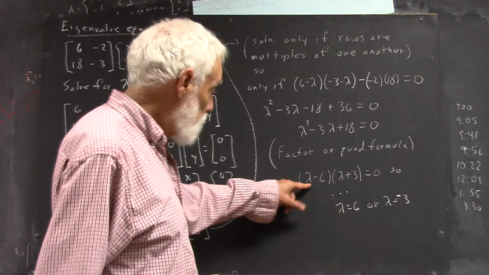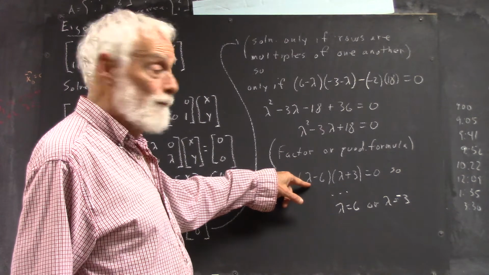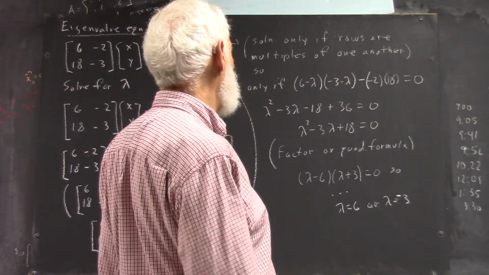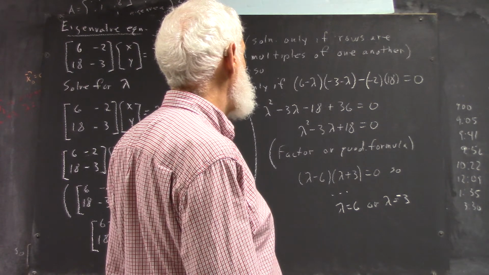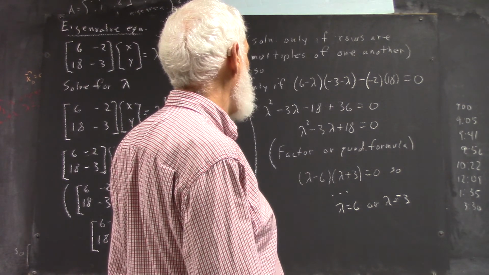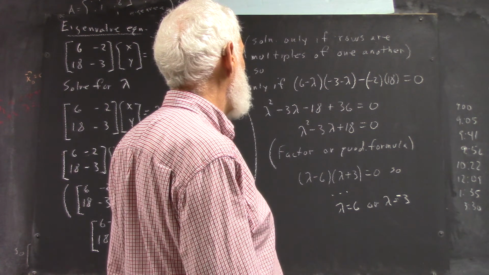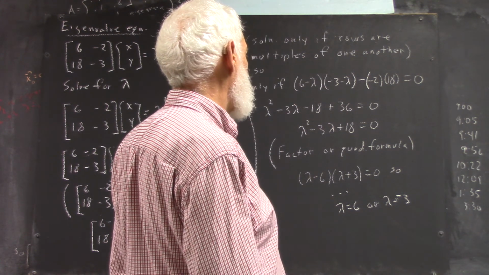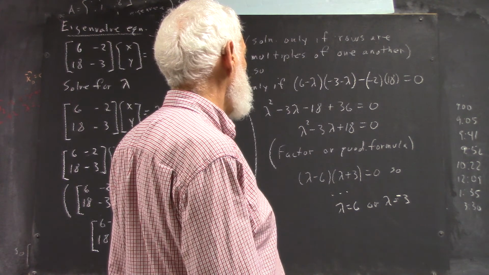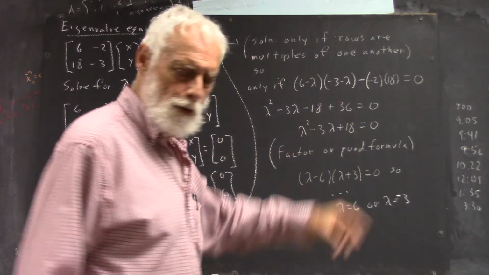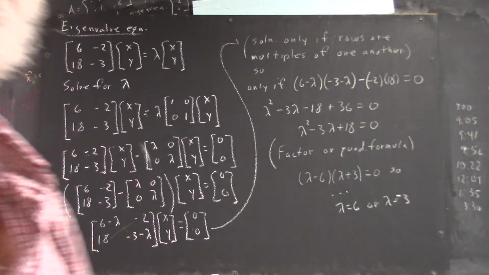If lambda is 6, that makes this 0. Right. If you multiply... Uh-oh, wait a minute. That's plus 18. Something's wrong. Should have been negative 18. Well, plus 36... Okay, minus. Something's wrong here. We're going to fix it.